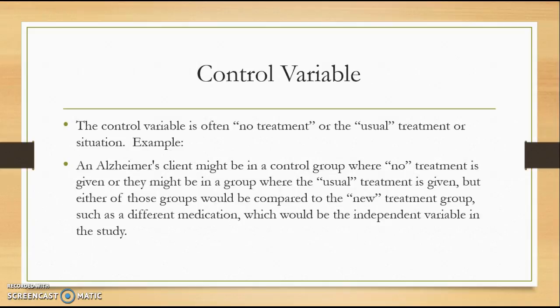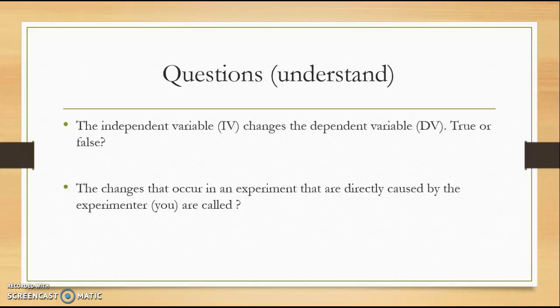So the control variable is often a no treatment or a usual treatment. An example of this would be an Alzheimer's client might be in a control group where no treatment is given, or they might be in a group where the usual treatment is given, but either of those groups would be compared to the new treatment group, such as a different medication, which would be the independent variable in a study.